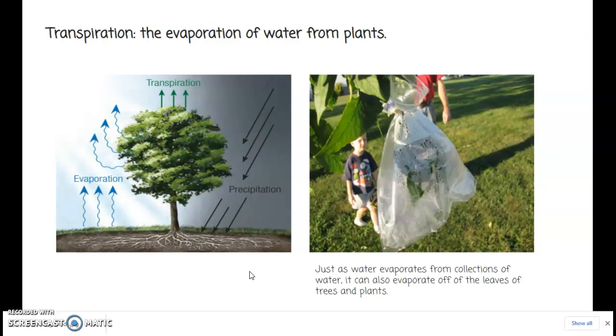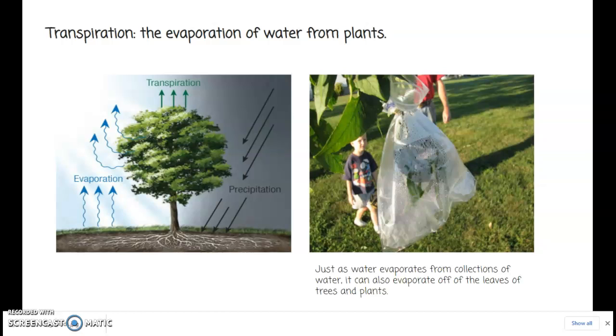Transpiration is the evaporation of water from plants. So as you can see in the picture on the left, the precipitation falls, it gets pulled up into the roots, and it then transpires. So it moves from the plant and out into the atmosphere through transpiration.